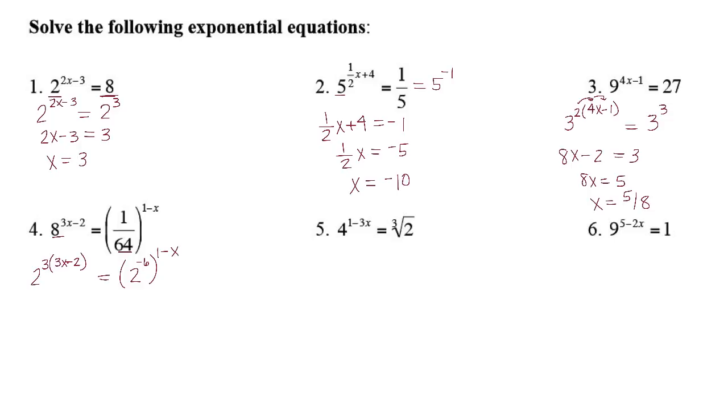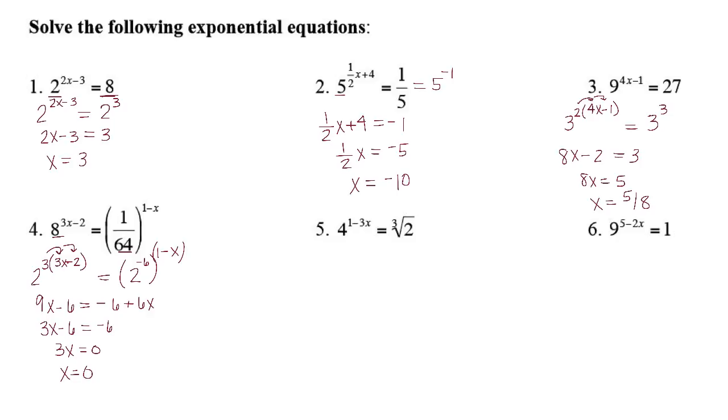Now we have our bases the same. We do need to multiply our exponents, so that's going to give me 9x minus 6 equals, and the same is true over here. So I have negative 6 plus 6x. And if we subtract our 6x over, we have 3x minus 6 equals negative 6. And we would need to add 6 over. So 3x equals 0. So it looks like x is 0 for this problem.